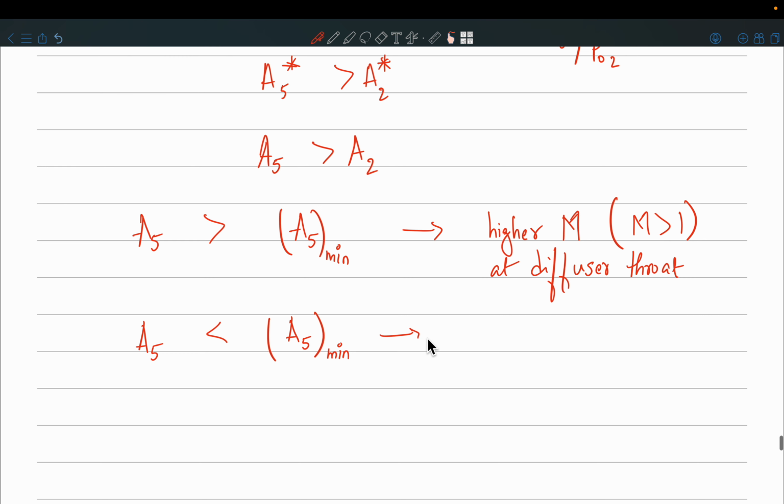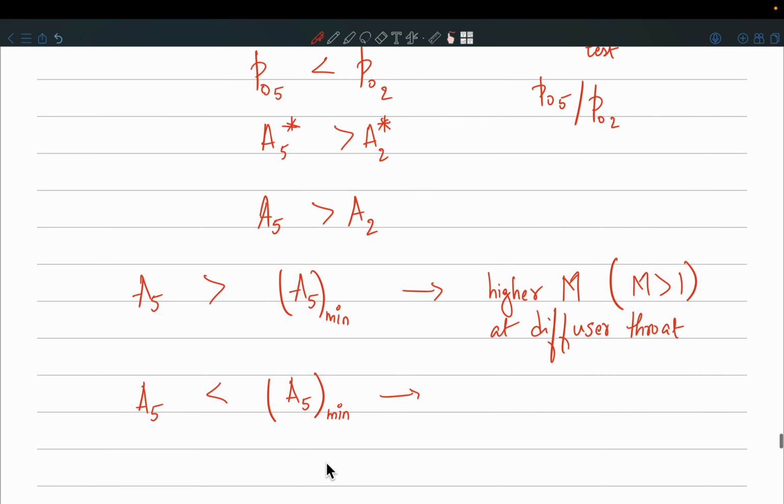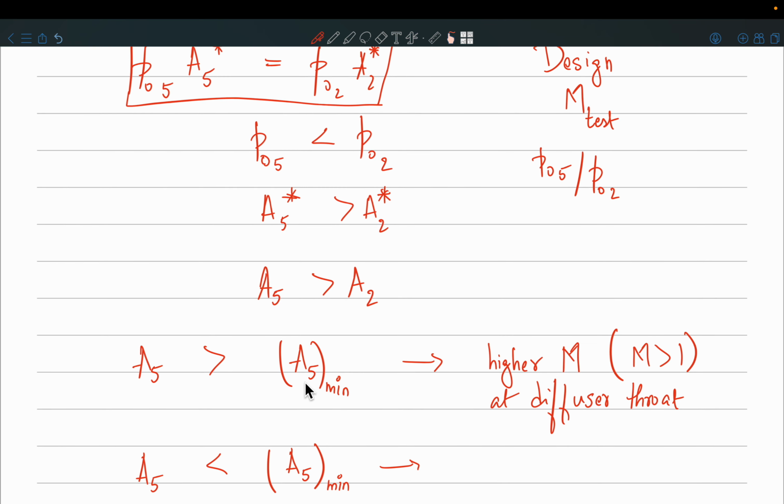The shock wave will not... Why? See, we need a minimum A5 to be able to start the wind tunnel. If we make it lesser than this, the wind tunnel will not start. Will not start as in the flow is not going to occur. There is going to be choking.